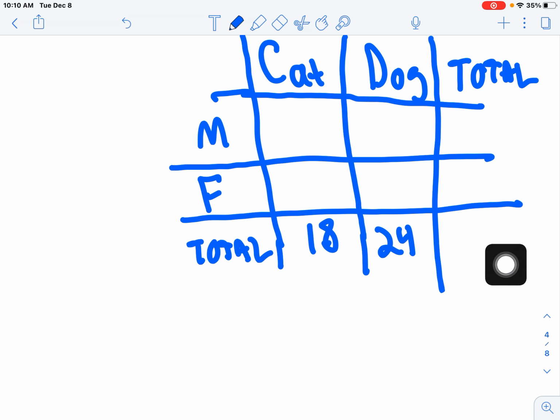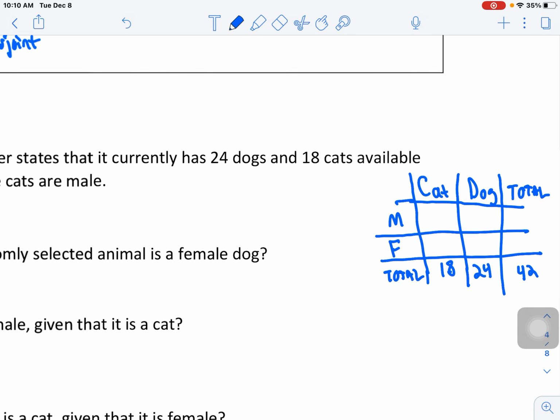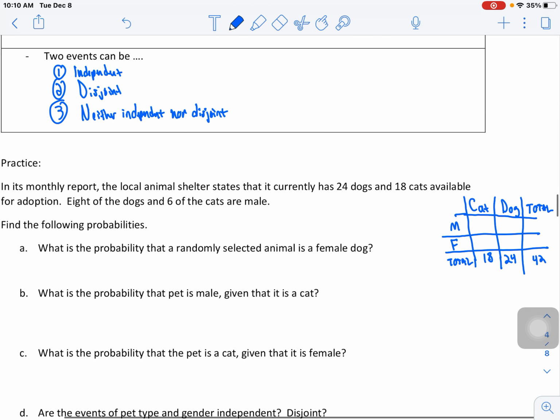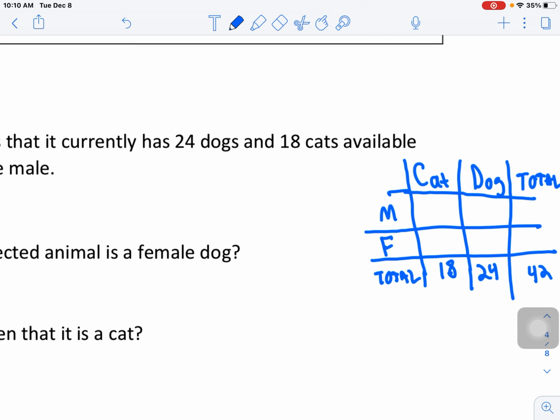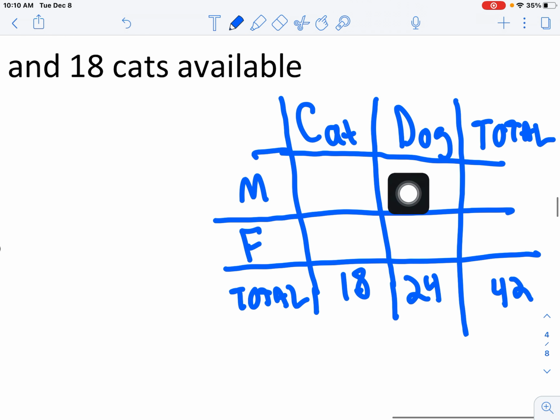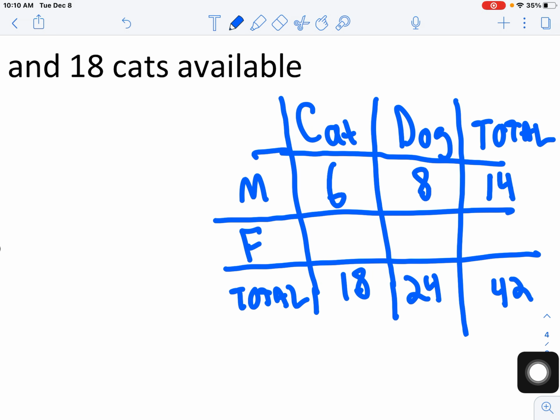Well, I can add this across and get this total. So I think in total we're dealing with 42 animals. Some of which are cats, some of which are dogs, some of which are male, some of which are female. They tell us that 8 of the dogs and 6 of the cats are male. So dog male, there's 8. And cat male, they said there's 6. So using this, we have a total of 14 male animals.